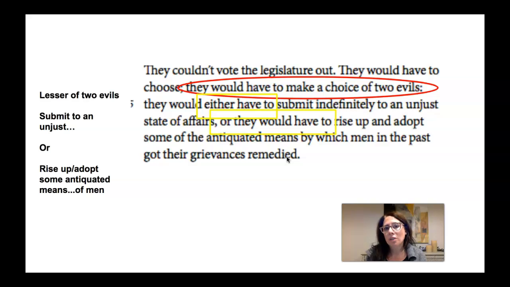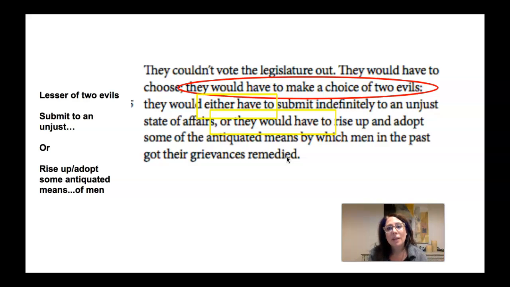So because they're two evils, they're not their first choices. They're not even their second choices. They're not the one they wanted at all, but they would have to do one of two things, and both of them are a bad choice. And the first one is submit to an unjust, so submit to something unjust for an indefinite amount of time. So, just knowing what it means to submit to something, and then if I didn't, I could pick up on the word unjust. So that's the first one, not good.